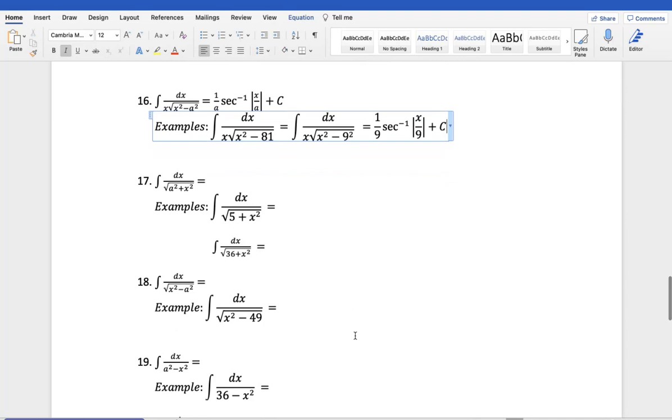The next general form that we'll be looking at is the integral of dx over the square root of a squared plus x squared. Now this particular general form has as a solution ln of x plus the square root of a squared plus x squared, plus our constant of integration c.